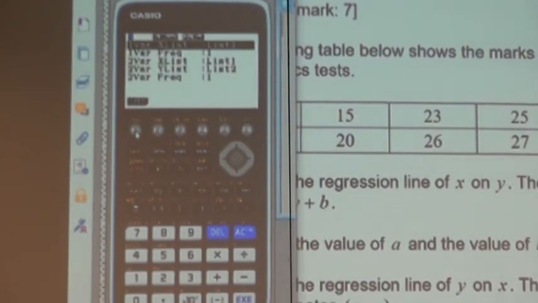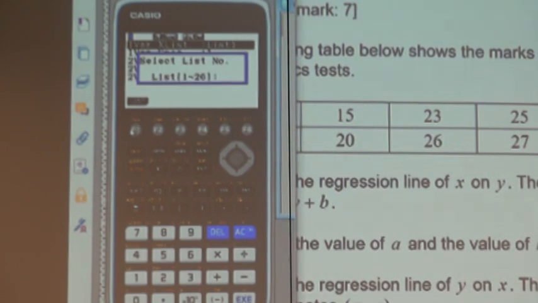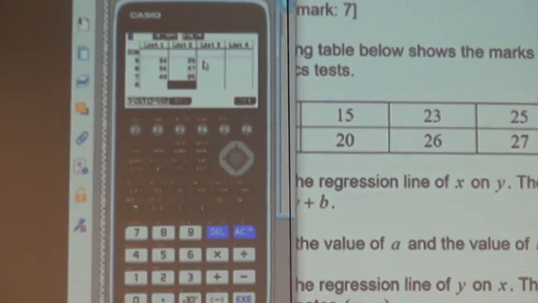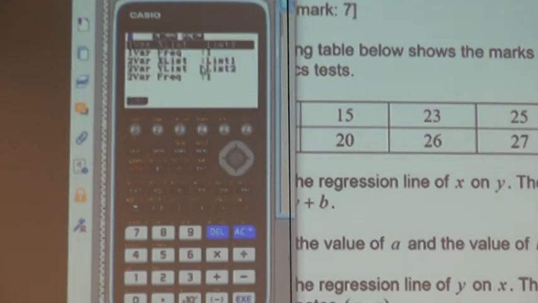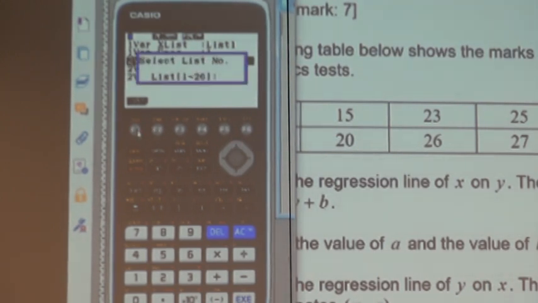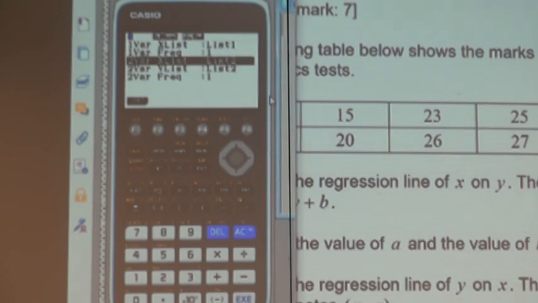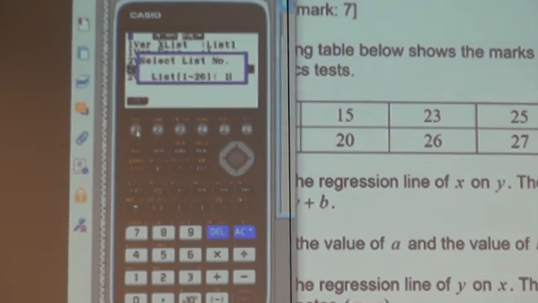How do you change the list? You click on lists. No, not this one. The third line. List. Okay. So you come to the third one. Down. Okay. So you click on list. List number, you change it to 2. Go to the next one. List number, you change it to 1.